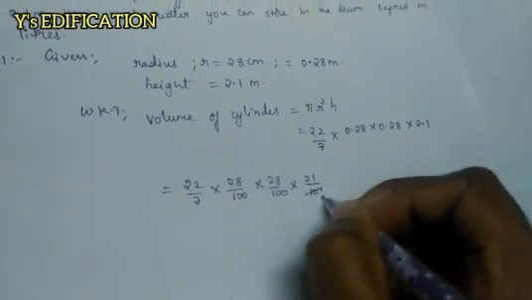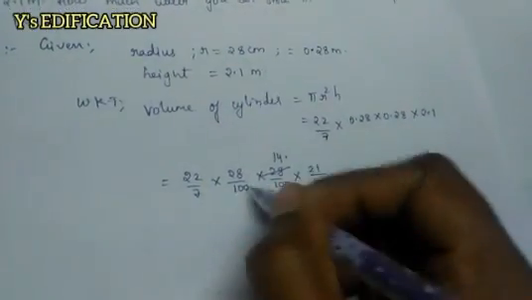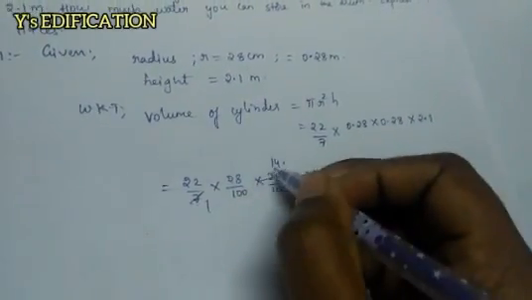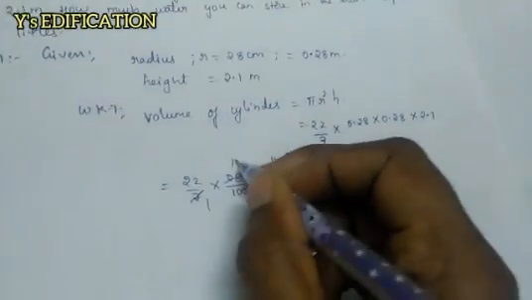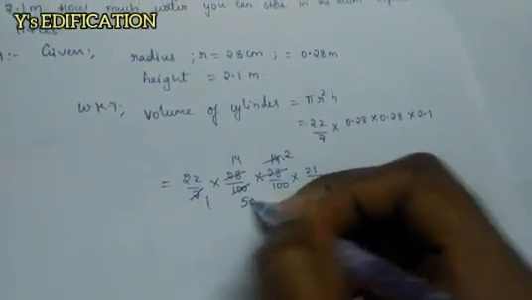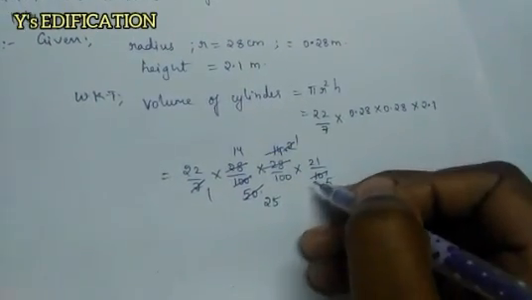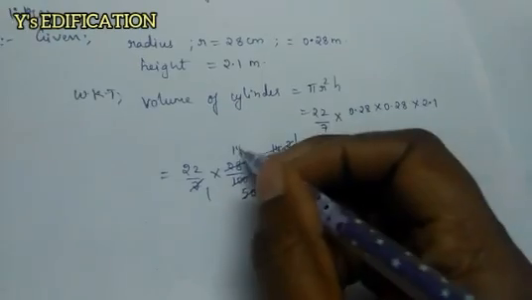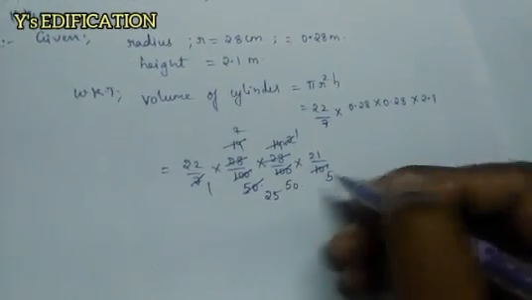21/10. Okay, 2 into 5, 2 into 14. 7 into 1, 7 into 2. 2 into 14, 2 into 50. 2 into 1, 2 into 25. Next, 2 into 7, 2 into 50.